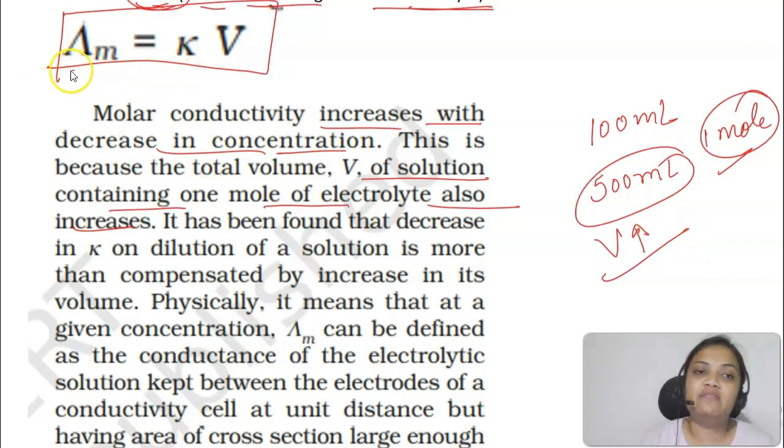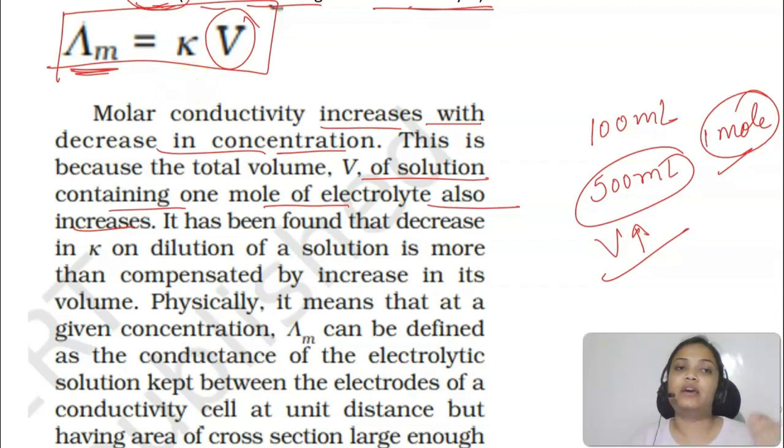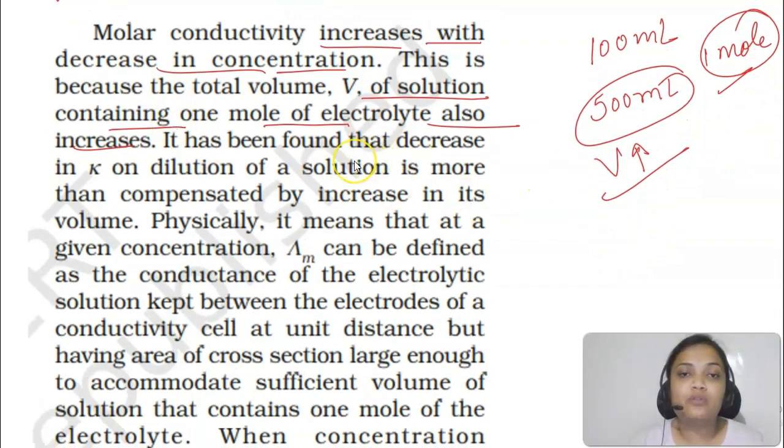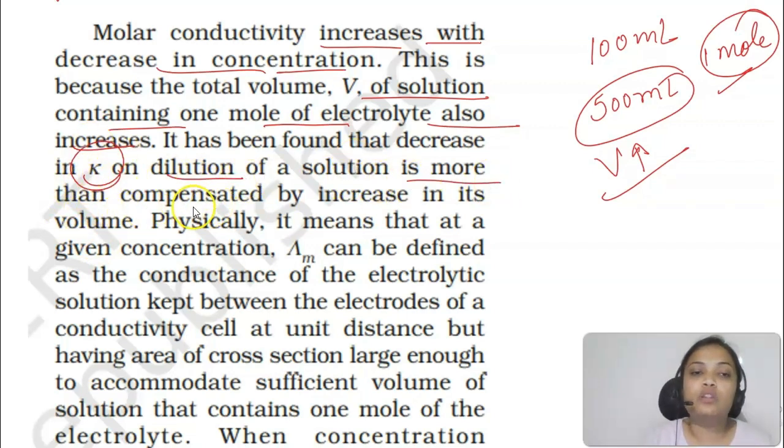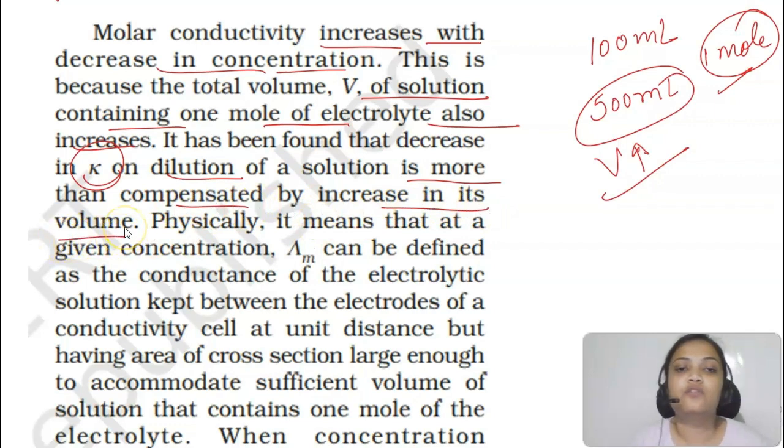Okay, and just now we have seen कि the molar conductivity depends on the volume. So अगर volume increase हो रही है, so that means the molar conductivity will increase. Right? I hope you are understanding this thing. From the formula try to understand कि molar conductivity क्यों increase होगी, because the total volume of the solution which is carrying 1 mole of electrolyte also increases. Okay students, and it has been found out that decrease in kappa, means decrease in the conductivity on dilution, is more than compensated by increase in the volume.